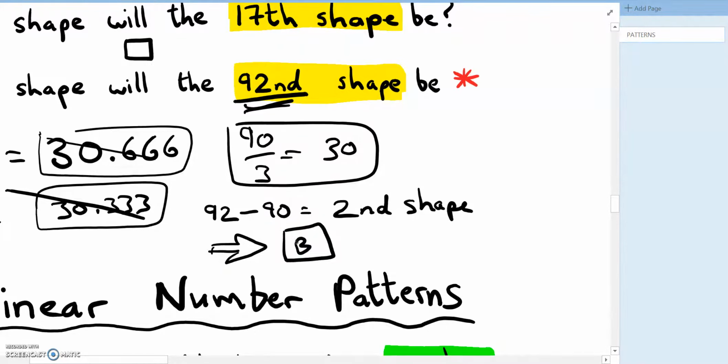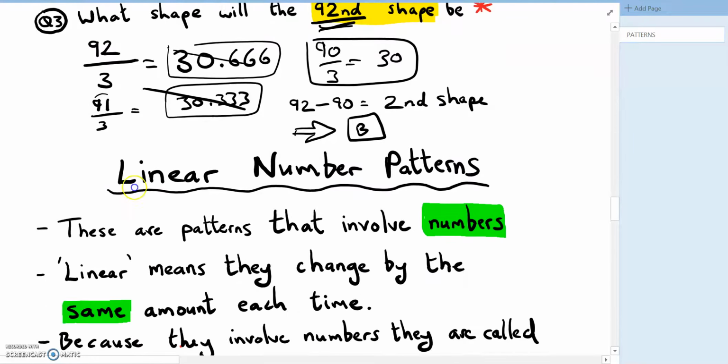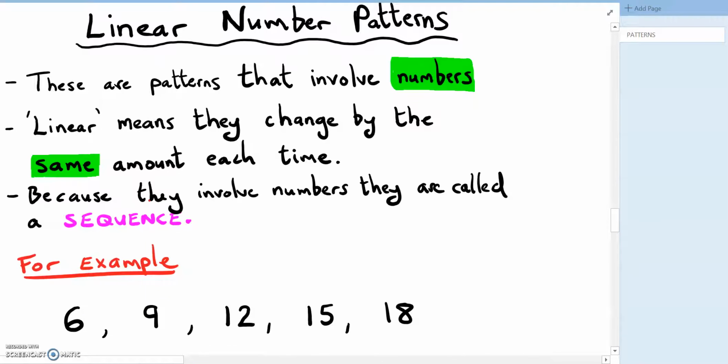Okay, now we need to move on. I hope you did well in those questions. Yeah, well done if you did. But we're going to start on linear number patterns now. So these are patterns that involve numbers rather than shapes. In the previous video we were talking about shapes and colours, but now we look at numbers because numbers can make patterns too.